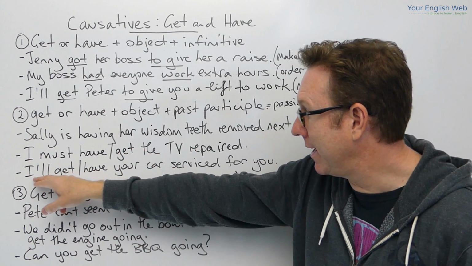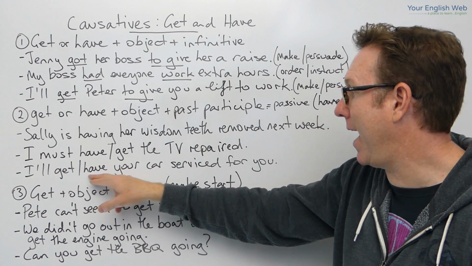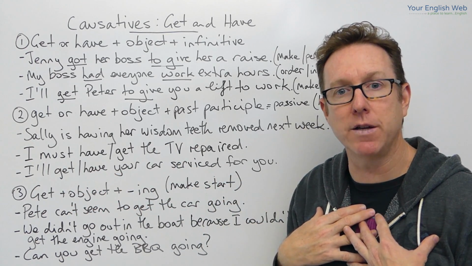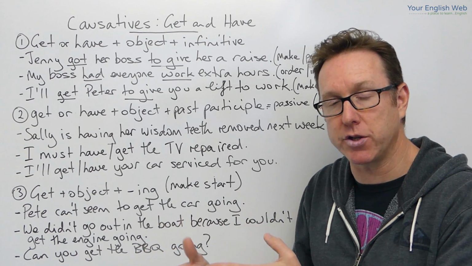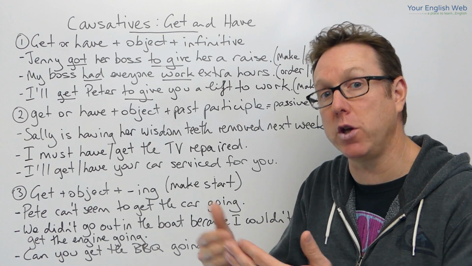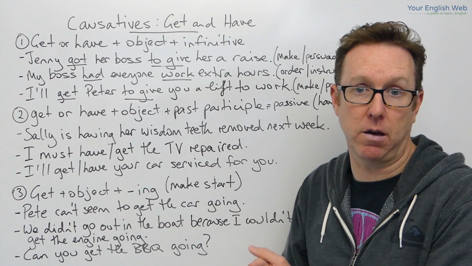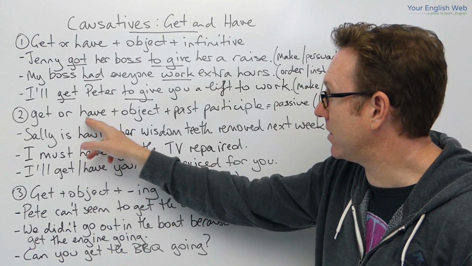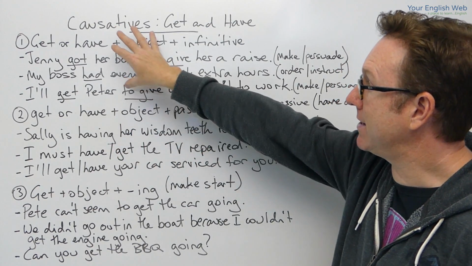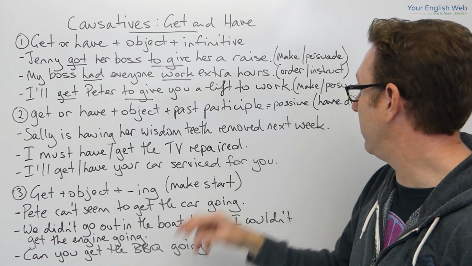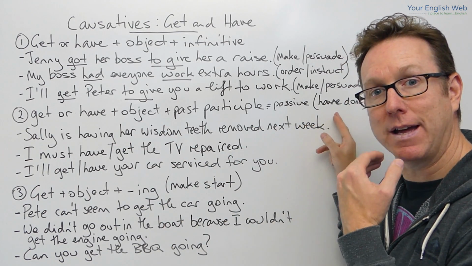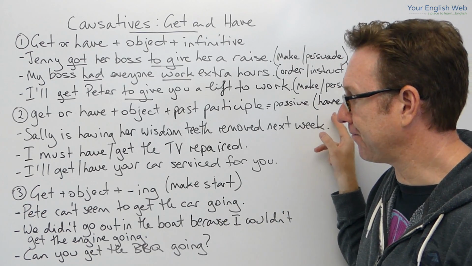And the last one is I'll get or have your car serviced for you. So I'm offering to take your car to the garage to have it serviced or to get it serviced for you by the mechanic, obviously, okay? So this second structure here is more of a passive type structure. This is active, this is passive. And here we have to mean to get something done or to have something done, okay?